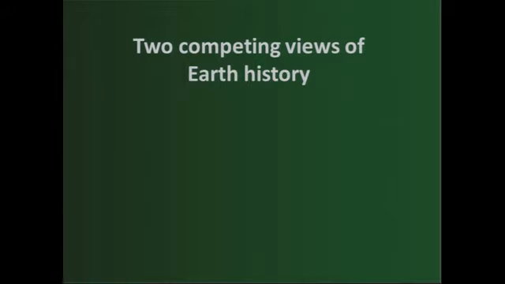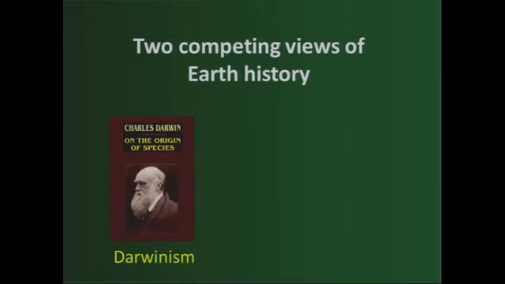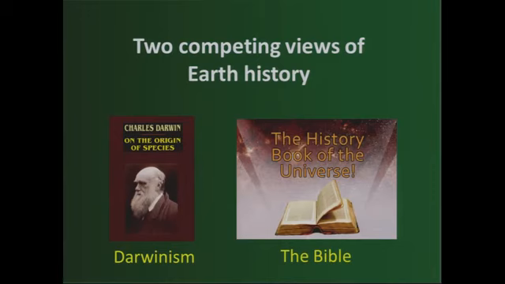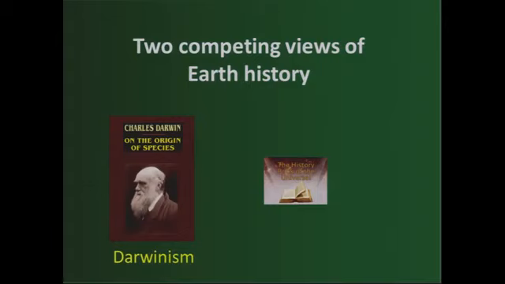Actually, this talk is really about two competing views of Earth history. The secular, evolutionary, ancient Earth view and the biblical, creationist, young Earth view. Let's look firstly at the evolutionary, ancient Earth view. According to this, the Earth is billions of years old, and natural processes have been slowly changing the Earth's continents and slowly changing life on Earth over many millions of years.